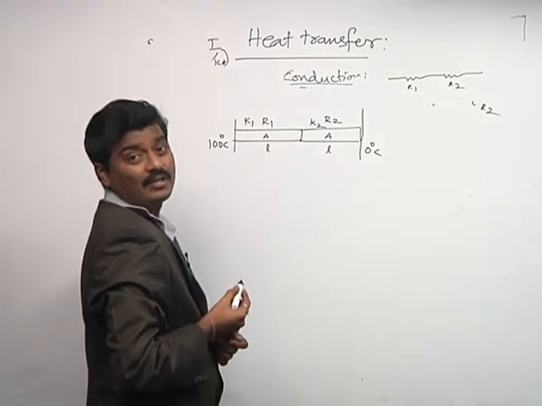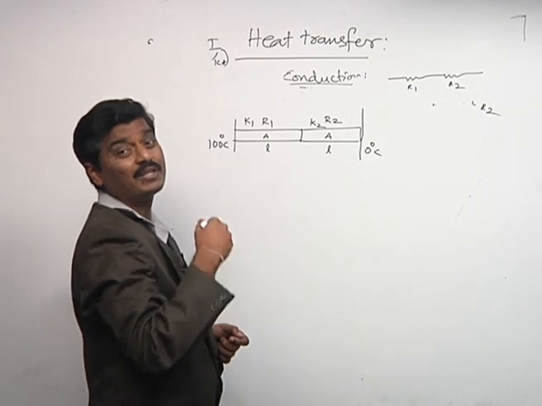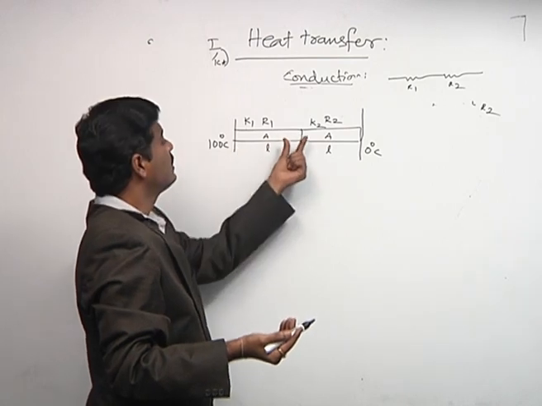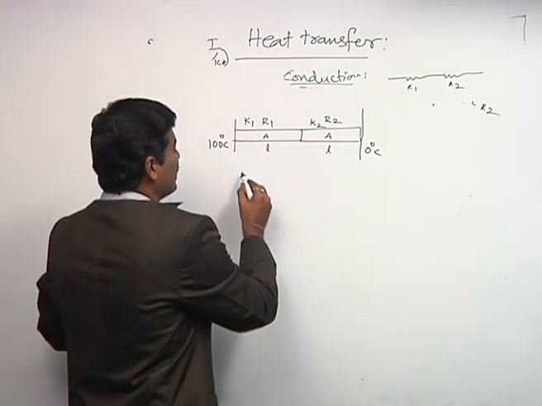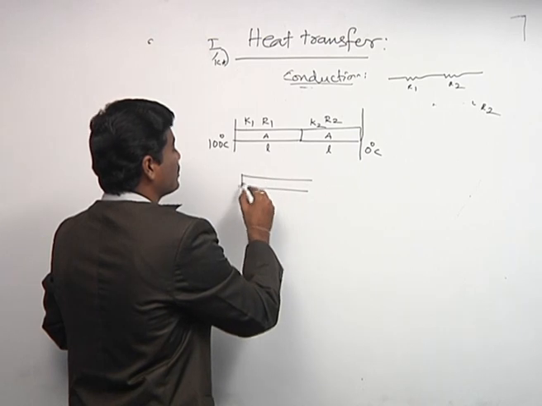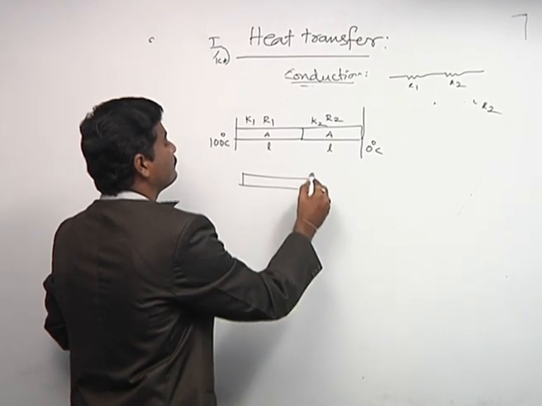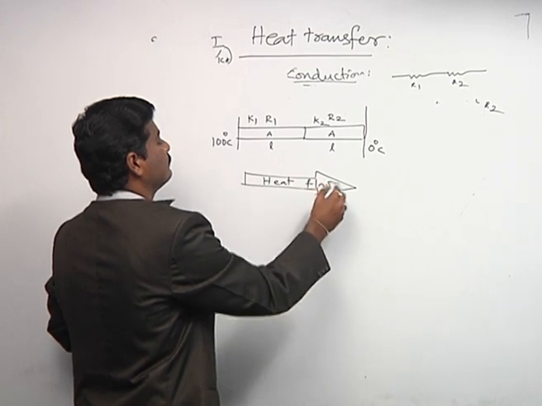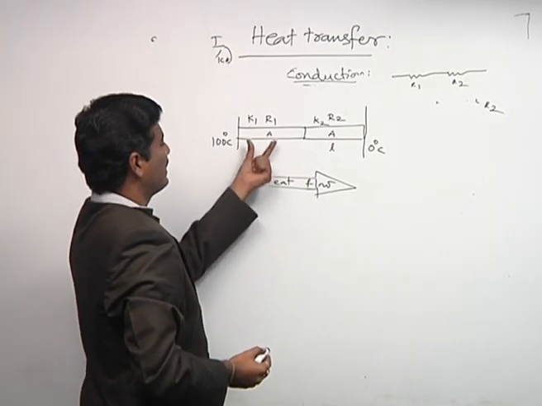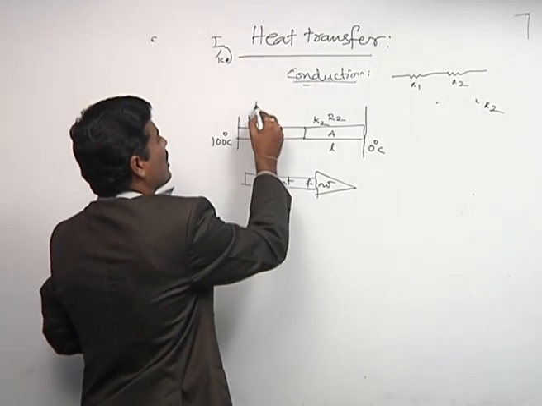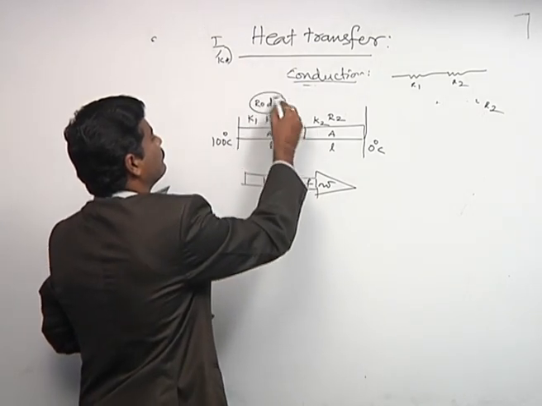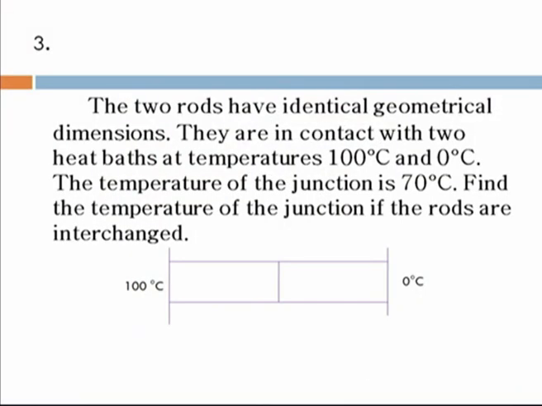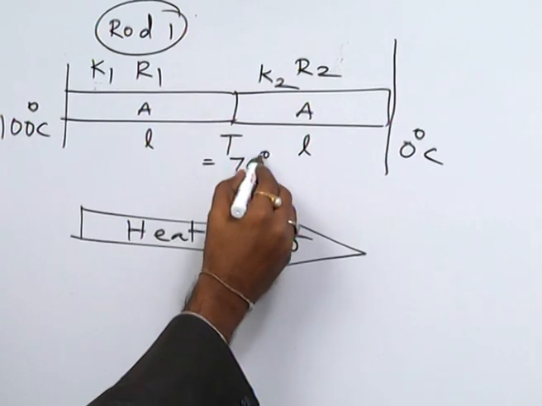Just now I explained how the heat current always flows from higher temperature to lower temperature. Here it's maintained at 100 degrees centigrade. Here it's maintained at 0 degrees centigrade. Definitely your heat direction moves this way. This is heat flow. First you apply the current equation for this metal rod 1. The junction temperature is already given, that will be 70 degrees centigrade.